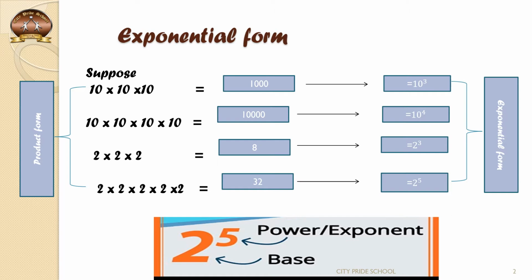So let us know what is a base and a power in the exponential form. I have taken an exponential form here, 2 raised to 5. Here 2, which is multiplied 5 times, is known as the base of the exponent. And how many times this base is multiplied? That is, here in this example, 2 is multiplied 5 times, that is 2 raised to 5. So I can call 2 as the base and 5 as the power or exponent.